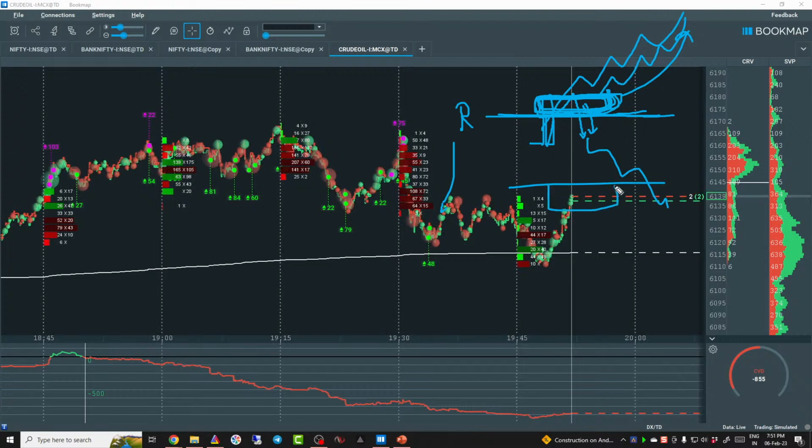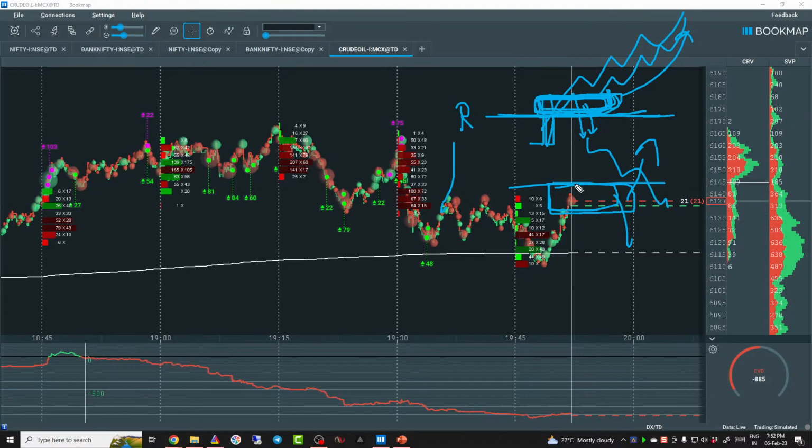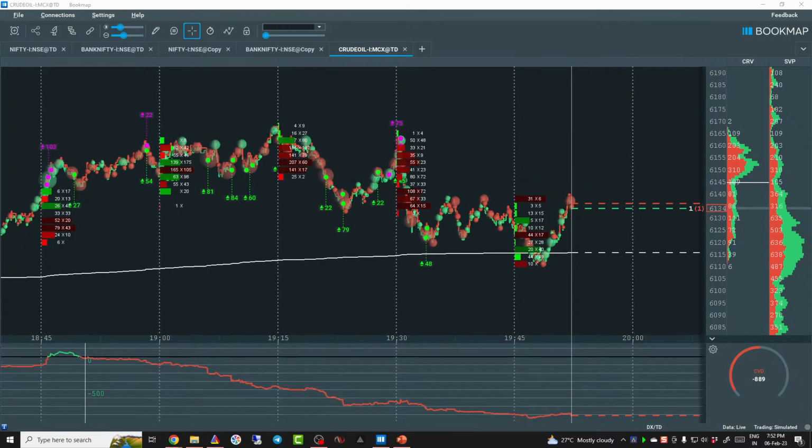So we are seeing a maximum number of selling orders here. Instead of the market moving in the downward direction, the market started moving in the opposite direction. That indicates the possibility of a trap for the sellers who took short positions below the support. Is that clear? Yes. Any questions?